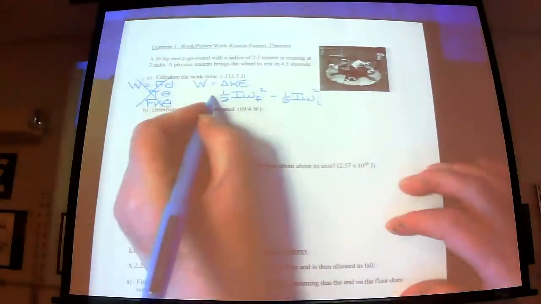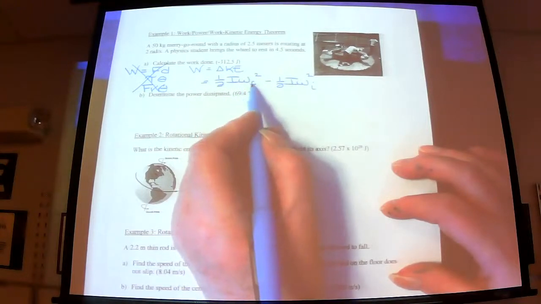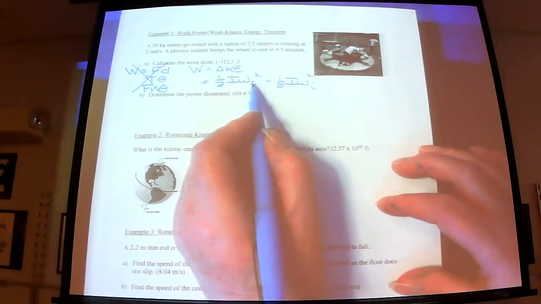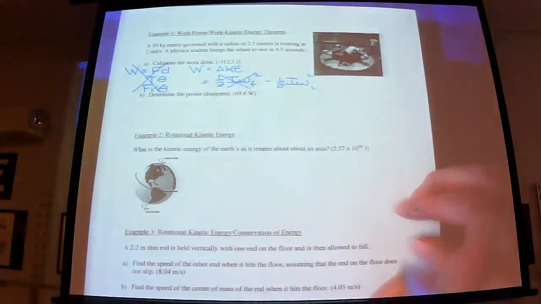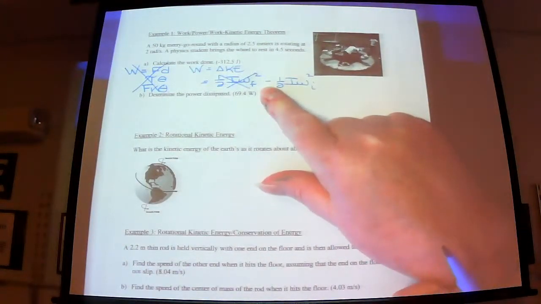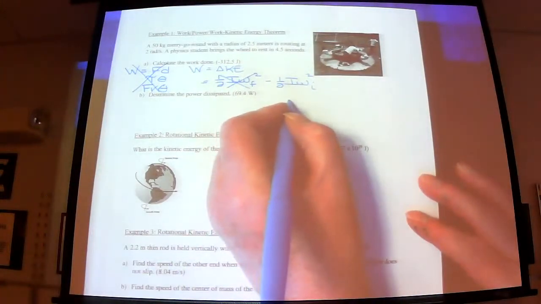All right, so let's look at the work. What is the final velocity at the end of the story? 0. So I'm going to X that out. Do you see how my answer is going to be negative? Work can be negative, and that negative sign is meaningful, so we have to have that negative there.